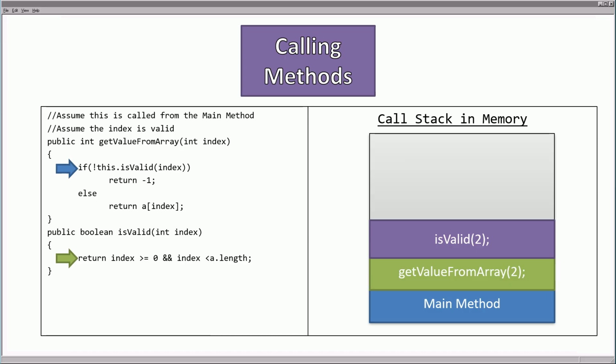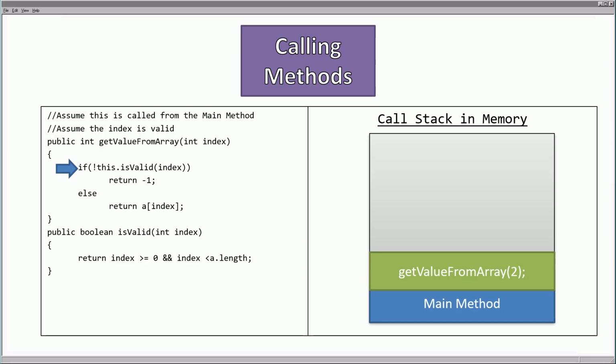So this compound Boolean expression yields a true value. We then return that value back from where we came from. Now, once we do that, isValid has completed. This method is done. Whenever a method has finished running, we simply remove it from the call stack, or in other words, we pop it off the call stack.